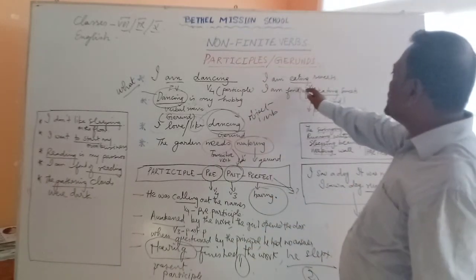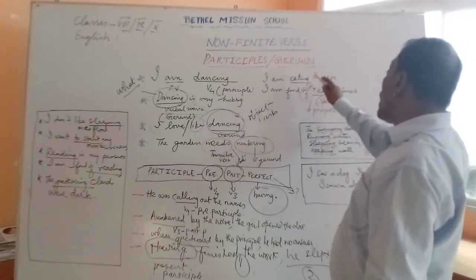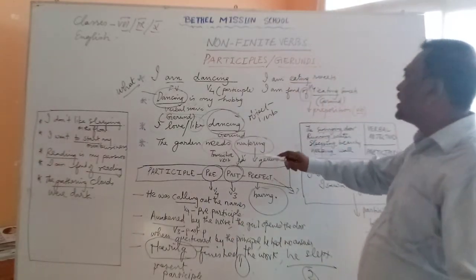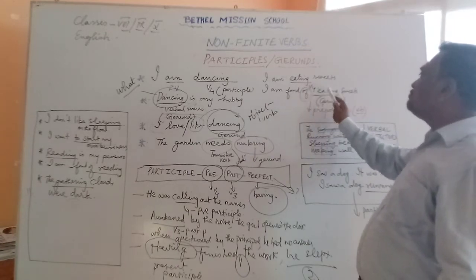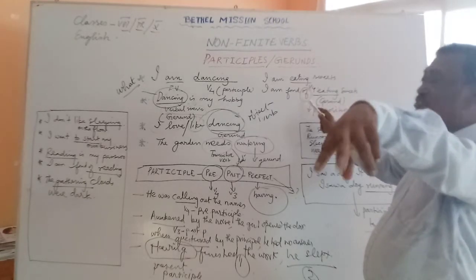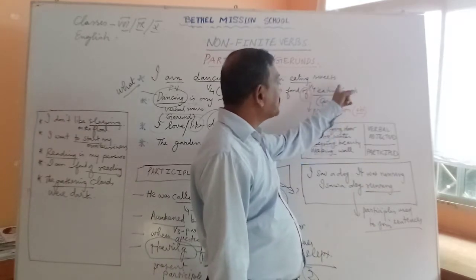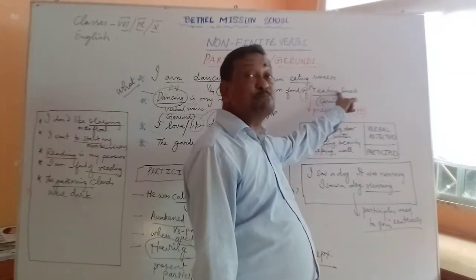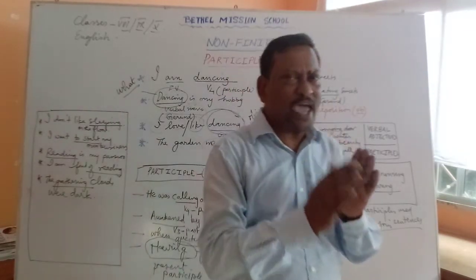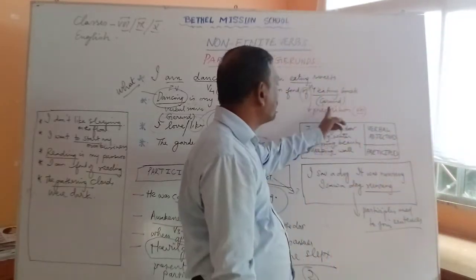Now look at this. I am eating sweets. I am eating. Here it is a participle. I am fond of eating sweets. Here it is a gerund. How do I say that this is a gerund? Because it comes after a preposition. I am fond of eating sweets. Of is a preposition. So obviously this becomes the object of the preposition. Eating becomes the object of the preposition. So it is a gerund. Always remember, when the ing form comes after a preposition, it takes the form of a gerund.